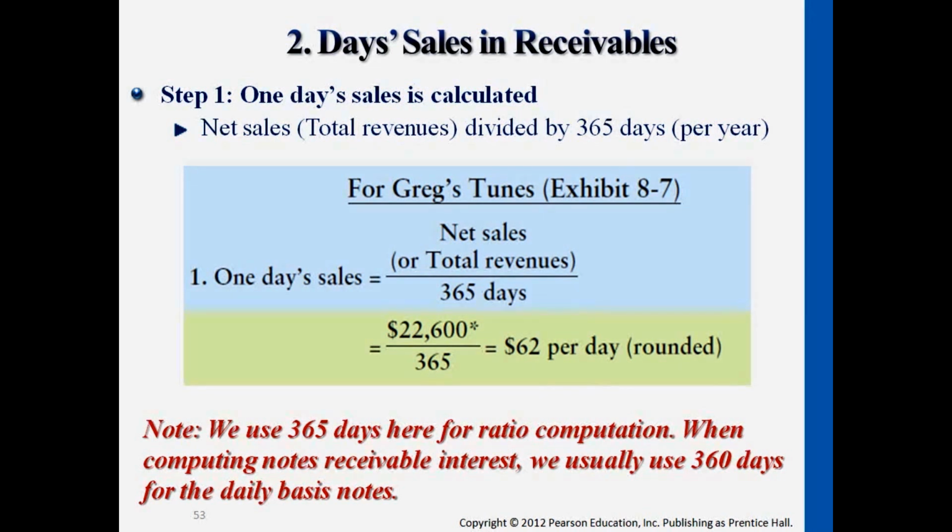And notice that we use 365 days, so don't confuse this with the interest. So for interest, we calculate a yearly basis, we use 360. So for the ratios, this is usually only a one-time thing we do at the end. So we just use 365.